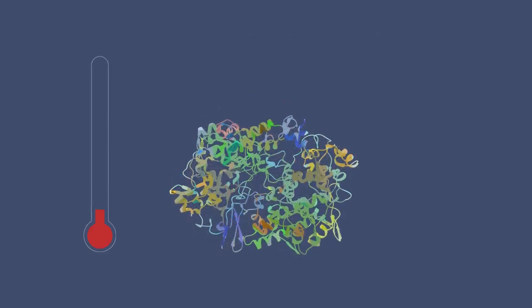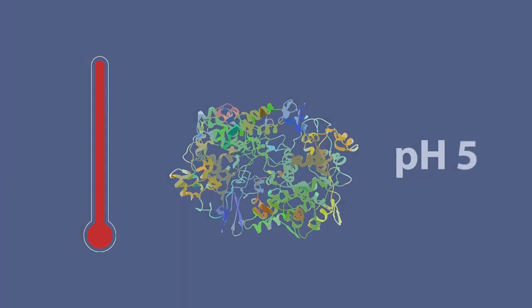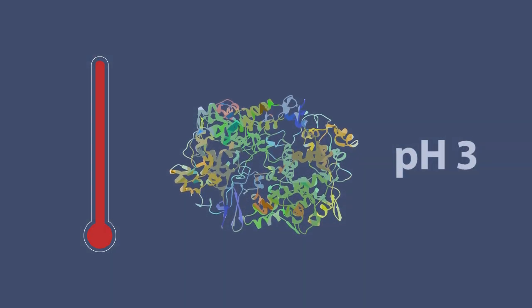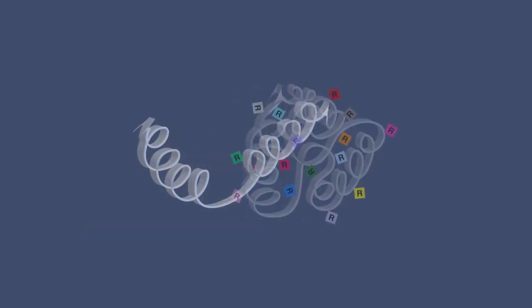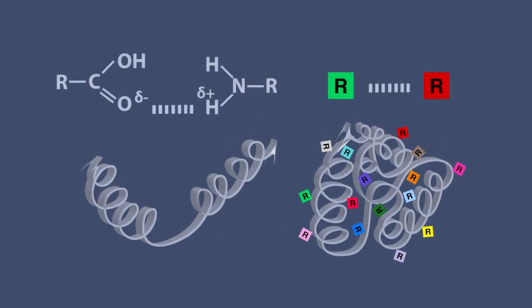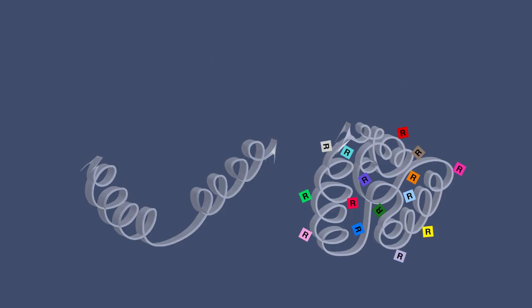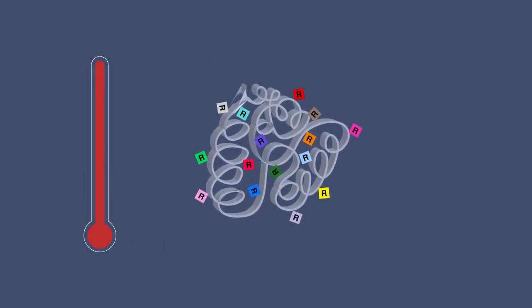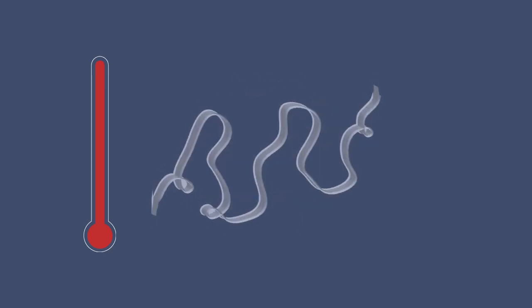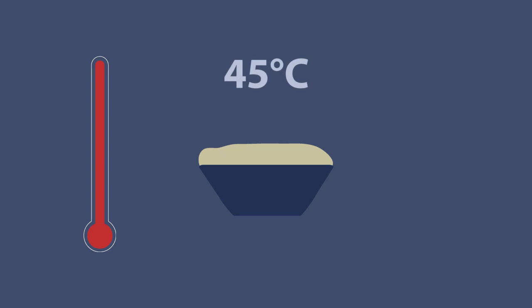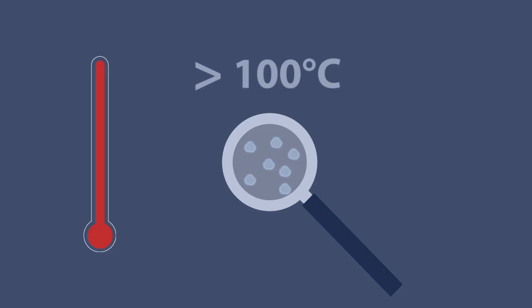So how does a change in temperature, ionic environment, or solvent cause this tertiary shape of enzymes to be lost? Well, remember that proteins in their secondary and tertiary structure are held by hydrogen bonds and dipoles. These changes work primarily by breaking these weak forces. For example, higher temperatures mean the whole structure is vibrating with more energy, causing the enzyme to unravel. With bread yeast, this happens at around 45 degrees Celsius, but some bacteria which cause food decay need to be heated above 100 degrees Celsius to denature their enzymes.